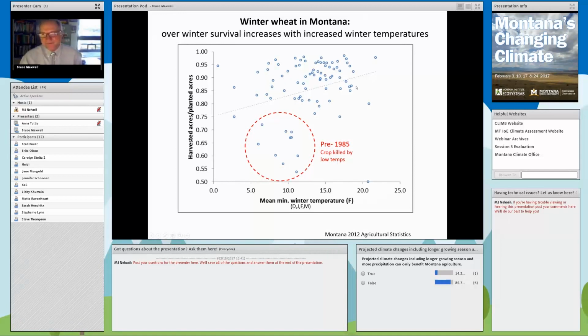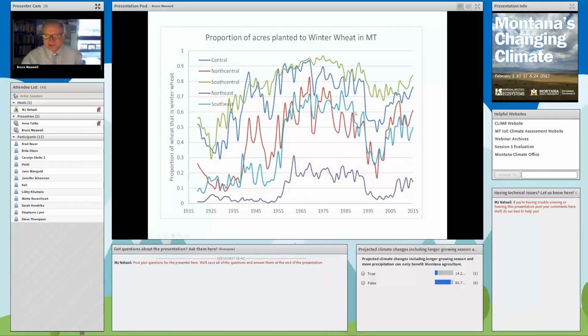So I can get into that with this graph a little bit, where I show the proportion of total wheat that is actually planted to winter wheat, and what has occurred over time, going clear back to 1915 here, and showing it for each region in Montana as a different color. So the regions that grow most of the winter wheat are the central, north central, and southeast part of the state. So those curves that are all right in here.